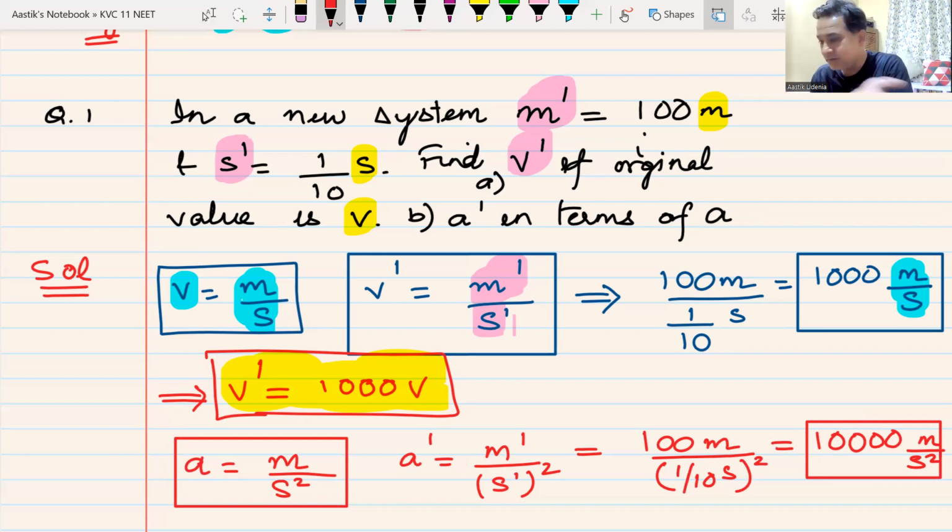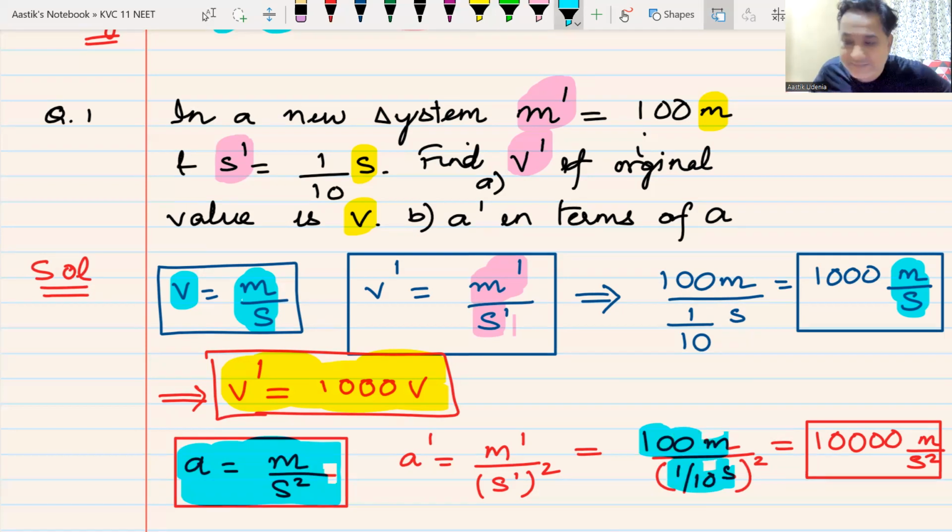Why? It was as simple as this. In velocity, we did meter by second. In acceleration, we just had to do meter by second square. Nothing else, nothing more, nothing less. Have you understood this? Yes, sir. Well done, sir.